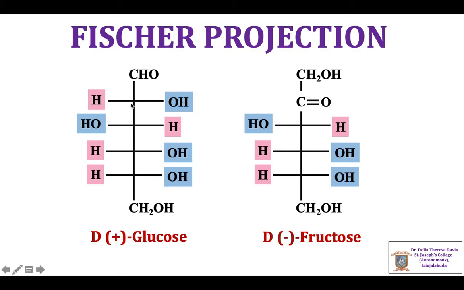In glucose, if we consider from the bottom, the configuration is D, D, L, D. That is, the first chiral center from the bottom has the OH group towards the right. The second one also has the OH group towards the right. In the third one, the OH group is towards the left. And the last chiral center from the bottom has the OH group towards the right. And hence the configuration from the bottom is D, D, L, D. L-glucose is the mirror image of this molecule.